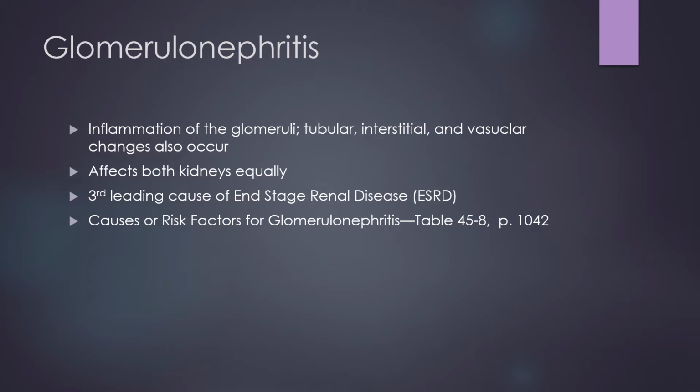On page 1042 in your book, on table 45.8, there are different causes and risk factors for glomerulonephritis, but something to remember to help think of all of those causes is that it's an immunologic process involving the urinary tract that predominantly affects the renal glomerulus. One of the autoimmune diseases that's listed in there is Goodpasture syndrome, in which the body makes antibodies against the glomerulus and the alveolar basement membrane, which is why we see bleeding in the lungs.